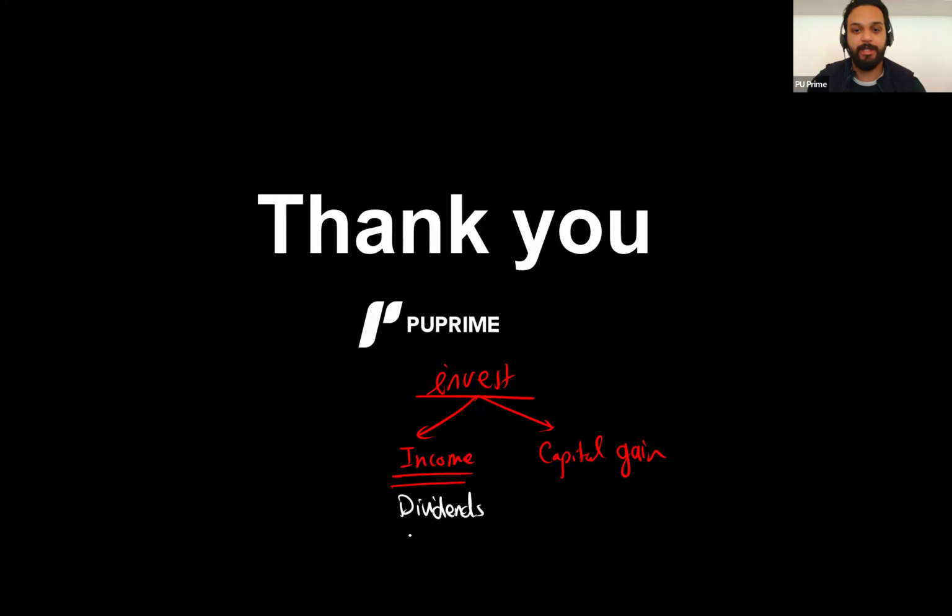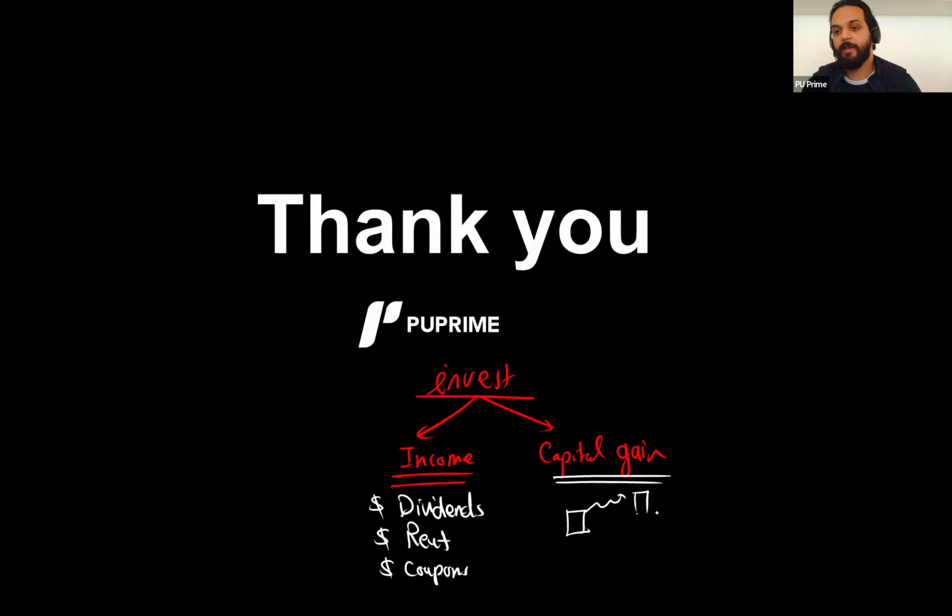If you are investing in real estate, it may be the rent. If you're investing in bonds, it's going to be coupons. So you're just getting a yearly, semi-annual, or monthly income. Capital gains is when you buy something at a cheaper price and you sell it at a higher price.